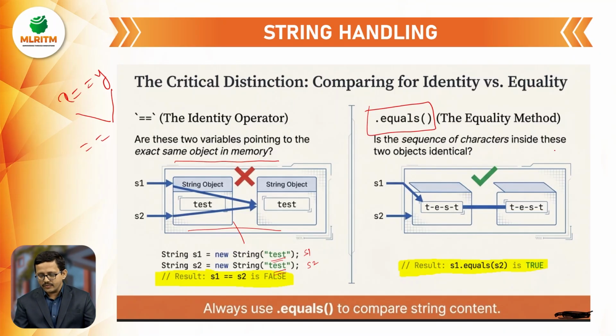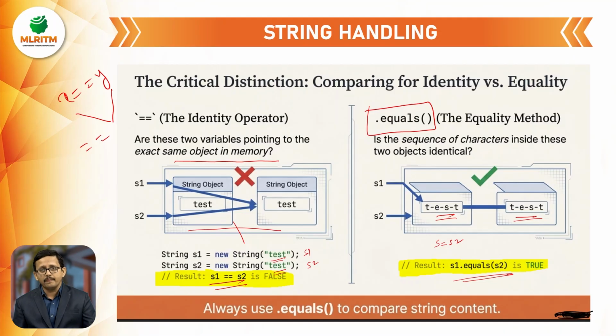Okay, it checks whether the sequence of characters inside the two objects is identical. If we use the equals method, we are not just comparing the strings, we are comparing the content within the string. So there we can see whether the content is equal or not. Here s1 equals s2 because the content is the same. Okay, s1.equals(s2) is true, whereas s1 == s2 is false. So this is the major difference between identity and equality.